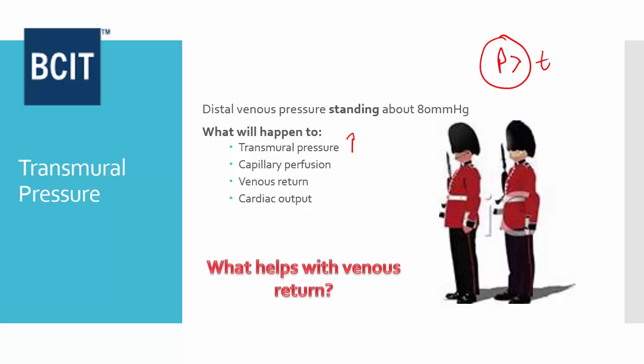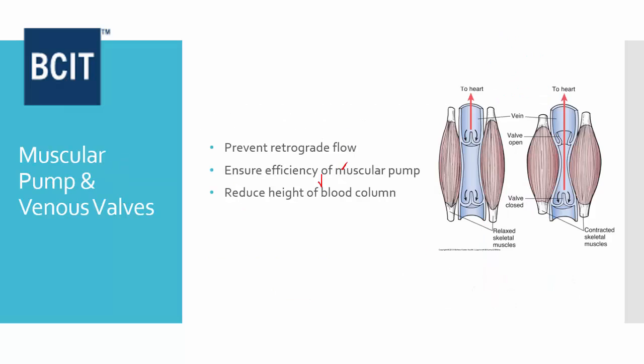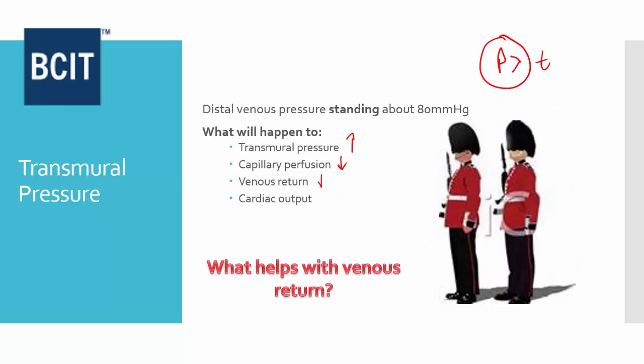Transmural pressure rises, which means that capillary perfusion decreases. The pressure gradient is not maintained from the arterial to the venous side. Venous return decreases. And if there's less venous return back to the heart, cardiac output decreases.